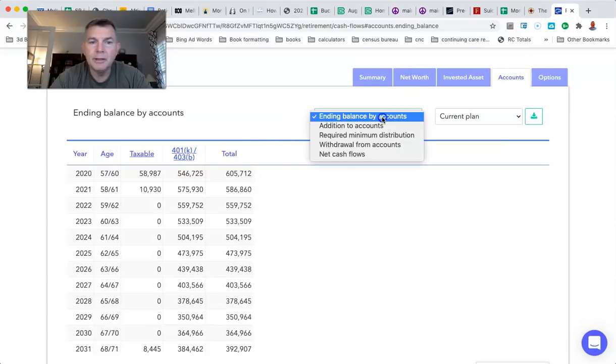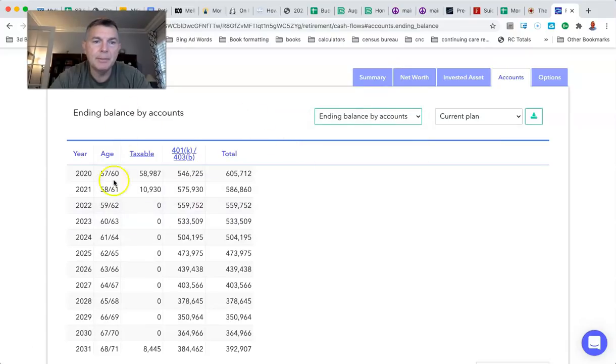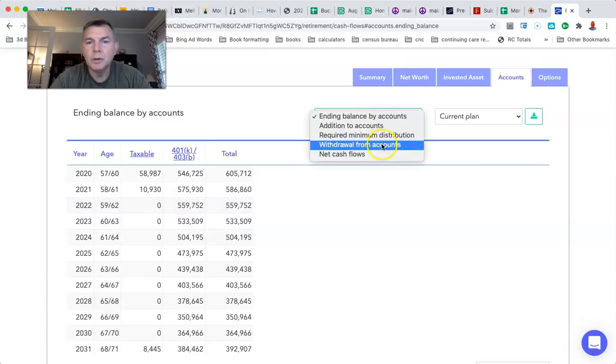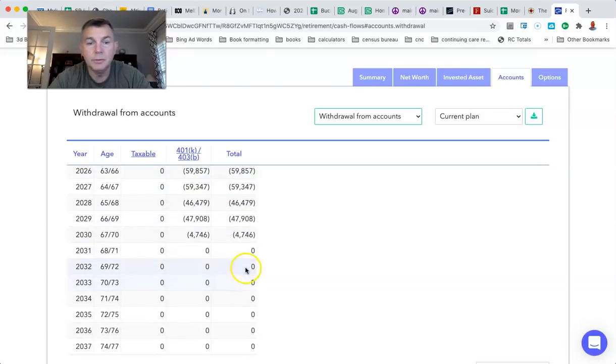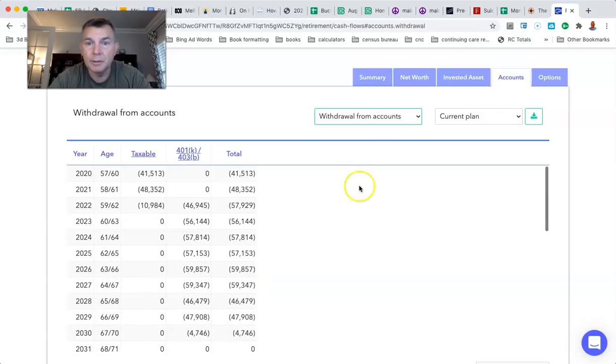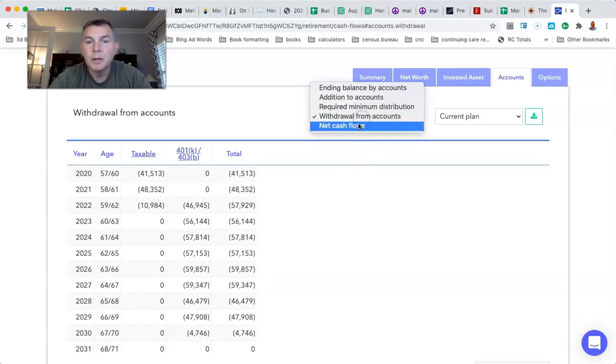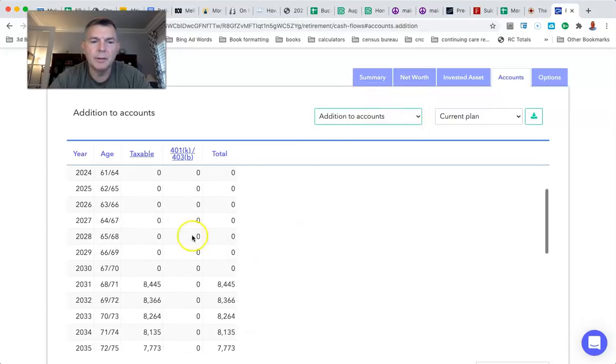All right, so we go to ending balance by account. So initially they're tapped into the taxable accounts. And we'll go into this a little bit. And then they're going to tap into the 401k. And we go to withdrawals from accounts. You can see, so remember, they had negative cash flows. They got negative cash flows. And then there are no negative cash flows because at that point, Daryl's on Social Security. Let's see, we go to additions to accounts. So here you can see the RMDs are kicking in.